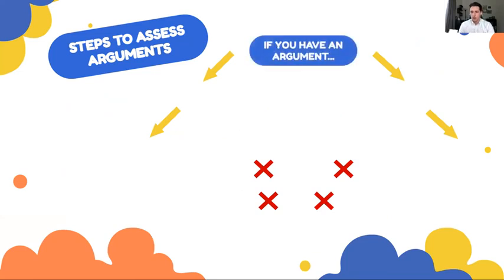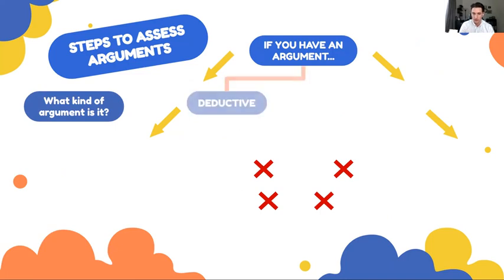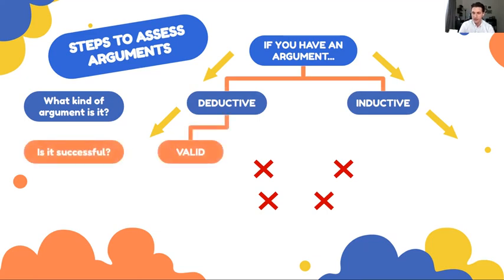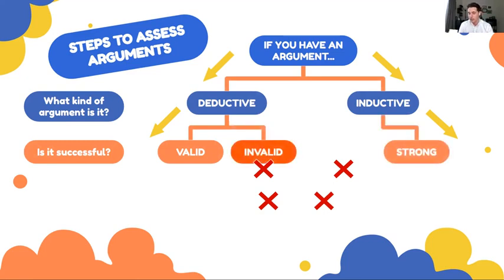So the book does use a couple of really nice tools for steps to how to assess arguments. If we have an argument, one of our first questions is, what kind of argument is it? There are only two, inductive or deductive. And then if we can figure out what kind of reasoning is there, we ask, is it successful? If it's a deductive argument that's successful, it's valid. If it doesn't have the right structure, it's invalid. If it's an inductive argument and it's successful, it's strong. If it's not successful, it's weak.